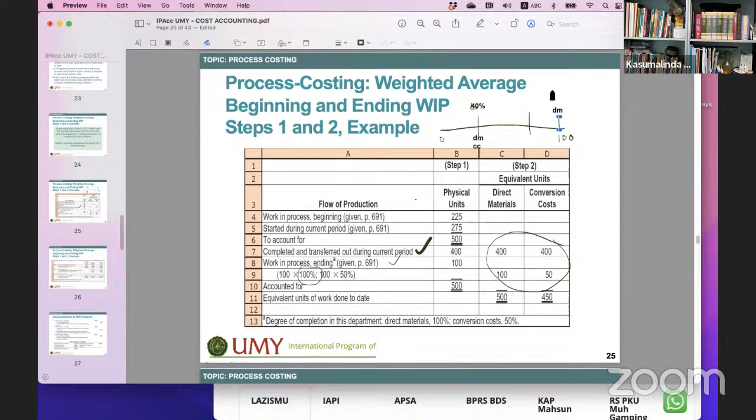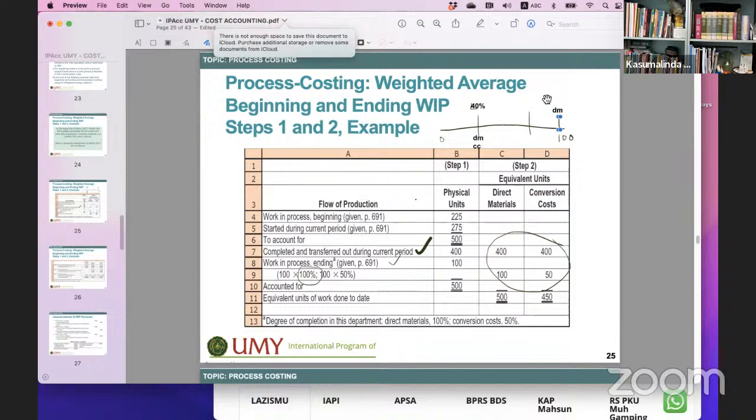In the case where the direct material is added at the ending of the process, for example, for the bottling department, at the end of the process, the bottle itself is the direct material. In the bottling department, it is added maybe at 90%, when the process reaches 90% complete. Okay, let's say this direct material is added at the end of the process.